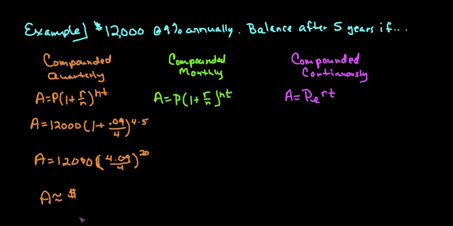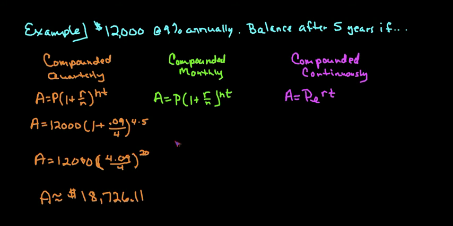So then, once we put this in the calculator, it's going to come out approximately, and we'll go to the nearest cent since we're talking in terms of money here, comes out to be close to $18,726.11. So we made about $6,700 in 5 years by going with a quarterly compounding. Alright, let's see what happens when we go with a monthly compounding.